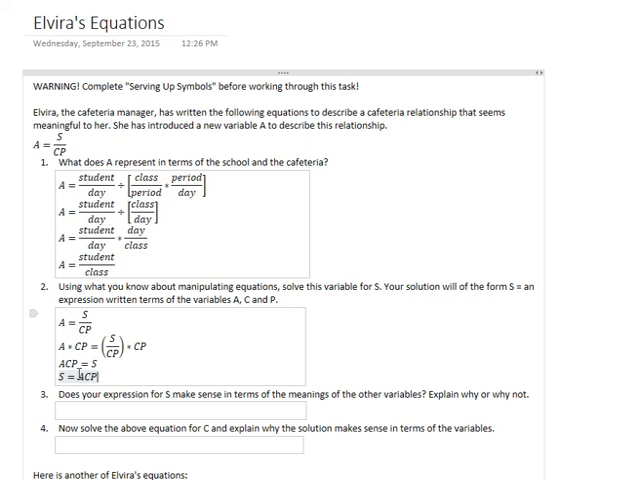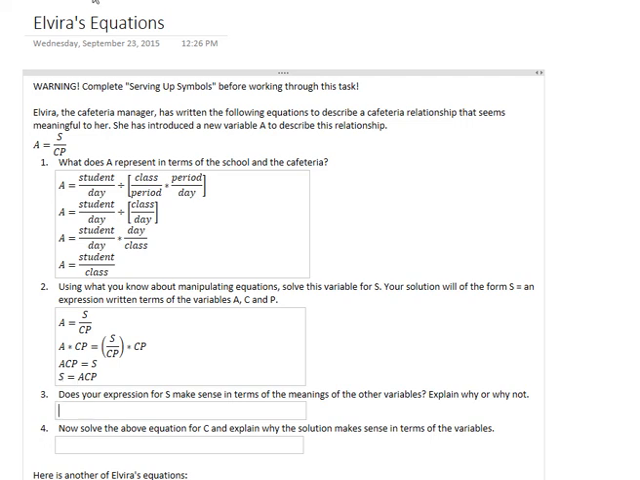Saying that S equals A times C times P. Okay, that's pretty straightforward. Question 3 is now asking, does this make sense in terms of what our quantities, what our rates actually stand for? Because remember, we need to keep track of our units. If our units don't make sense, then we'll do all the math for nothing.